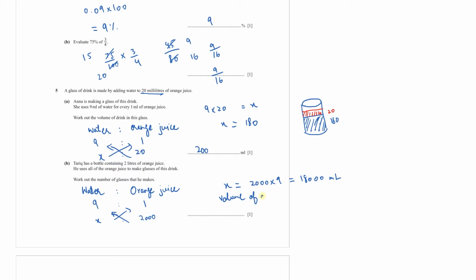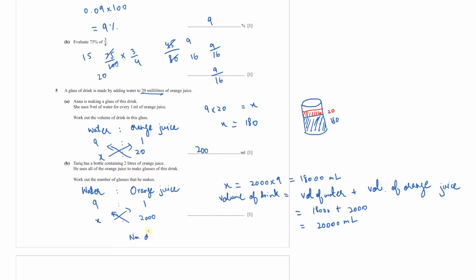So the volume of drink will be equal to the volume of water plus the volume of orange juice. The volume of water we have calculated is 18,000 ml, plus the volume of orange juice was 2000 ml. So this is 20,000 ml, the total volume of drink that can be formed using 2 liters of orange juice. Now how many glasses can be made?